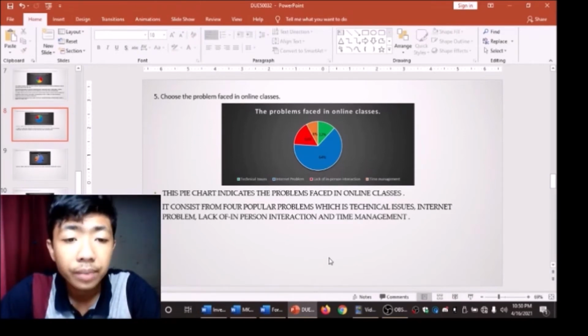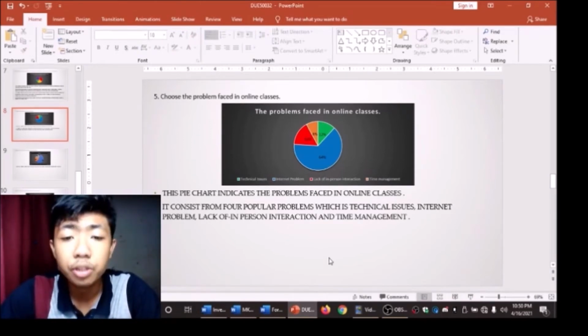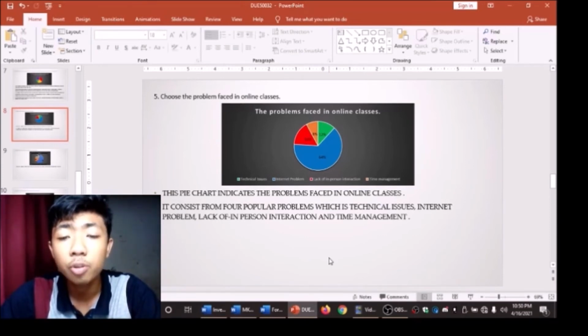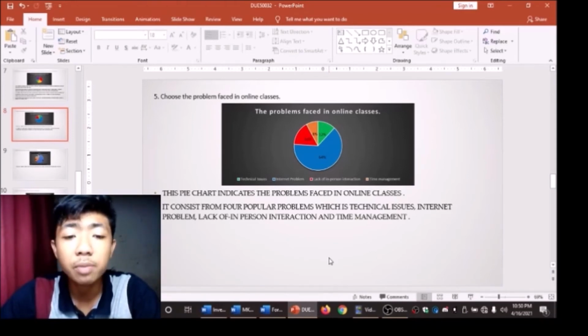As you can see, the smaller segment of the chart, which made up less than 10%, states that time management is the least problem that the respondents face while going to online class. Next, 16% of this pie chart has made lack of in-person interactions the second most common problem faced by respondents while studying in online class.